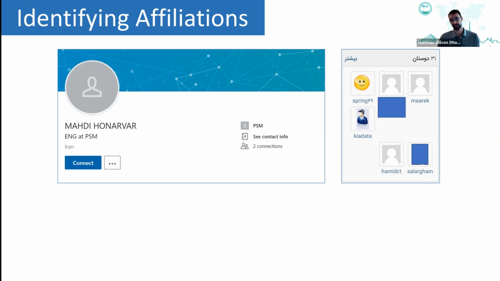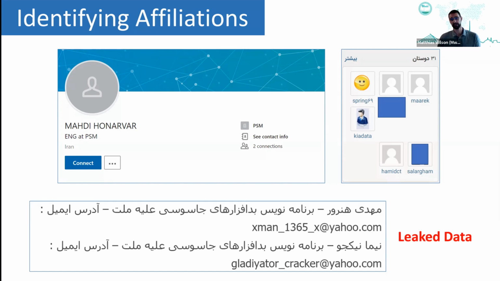And for this specific example, I would like to show you how this was used to further the investigations. Down here is something that was basically a leaked data set, and this has happened in Iran in the past a couple of times, that on Telegram, for example, in certain groups or on certain message boards, data was leaked on these threat actors, on X-Man 1365, and in one of those documents we have the information, oh yeah, this guy, he's also linked to another dude named Gladiator Cracker.